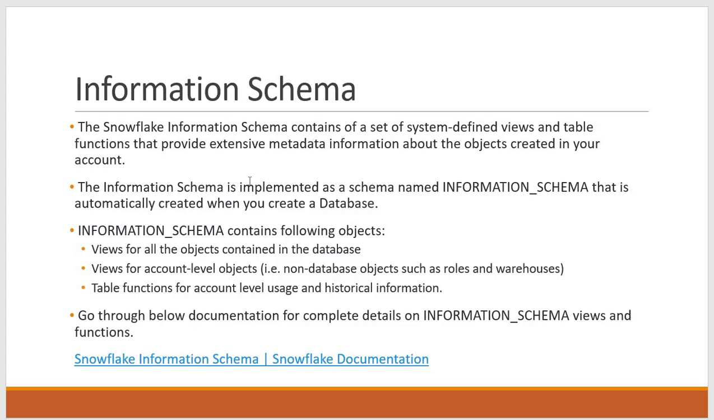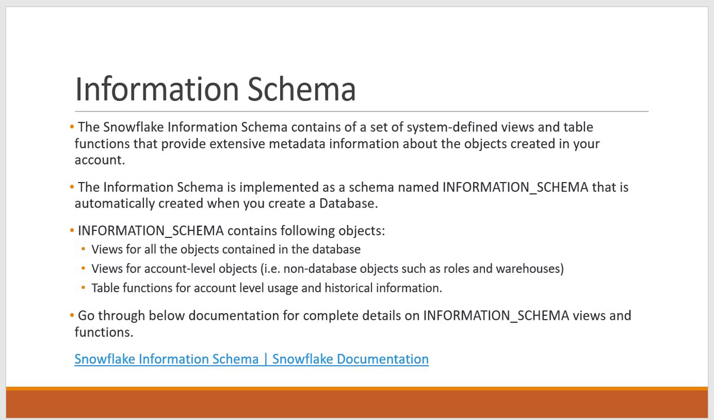The information schema is implemented as a schema named information schema that is automatically created when you create a database. So where is this information stored? In a schema called information schema. You can see this information schema in each and every database. Whenever you create a database, automatically two schemas will be created in the database. One is public and the other one is information schema, where all the object information will be stored.